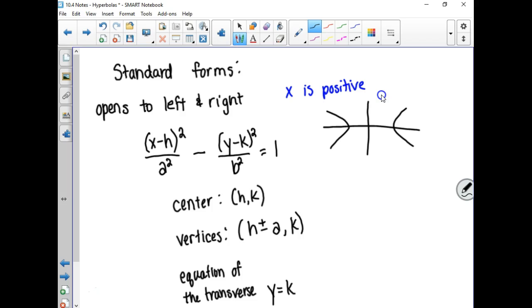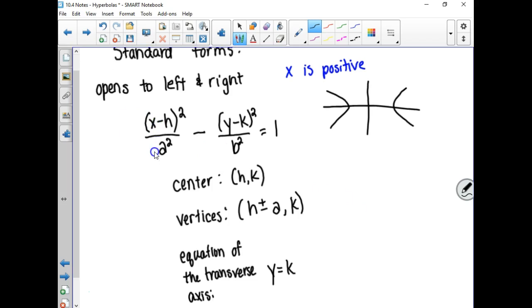Okay, and then the stuff is listed there for you. The center works just like it does with a circle and just like it does with an ellipse. It's the opposite of whatever is inside of these parentheses. Do be careful with this because sometimes, like on the next one, the y's first. Whatever's with the y is your y coordinate. Whatever's with the x is your x coordinate.